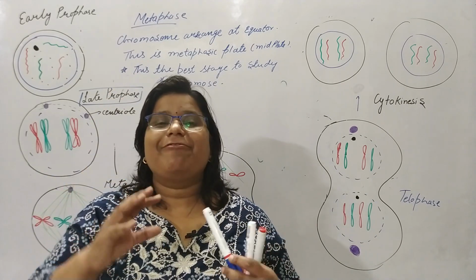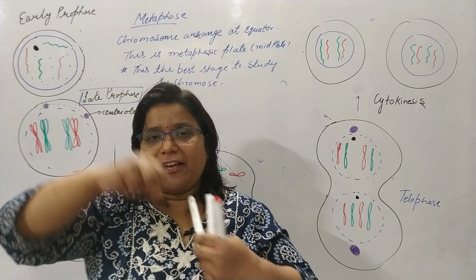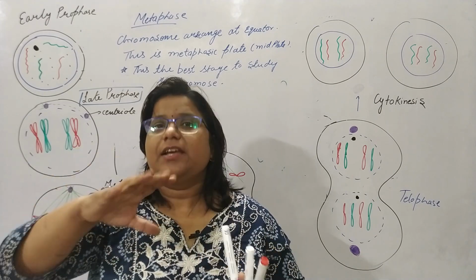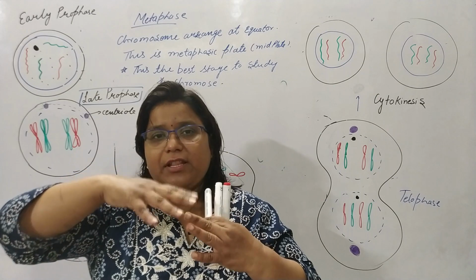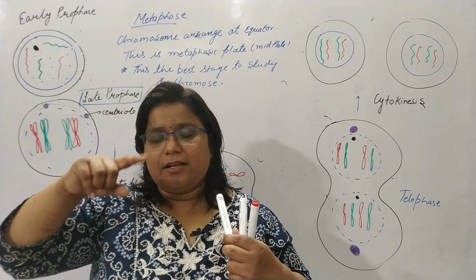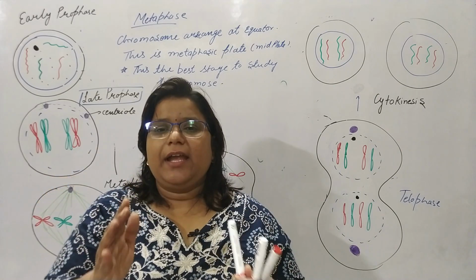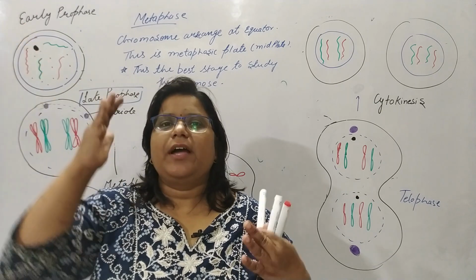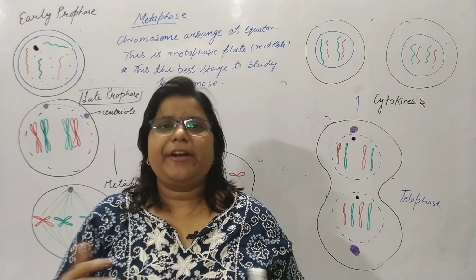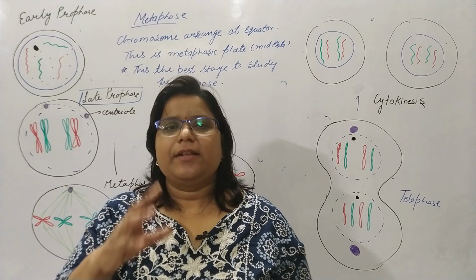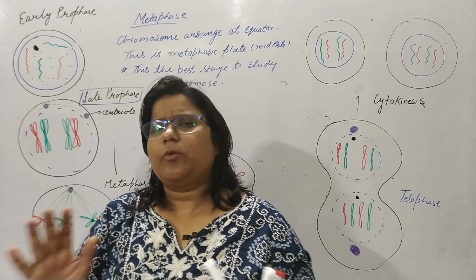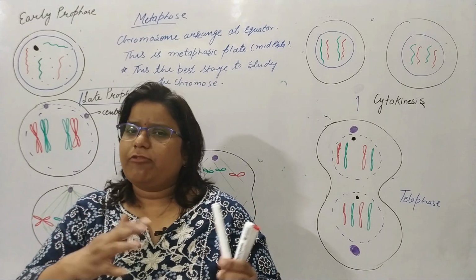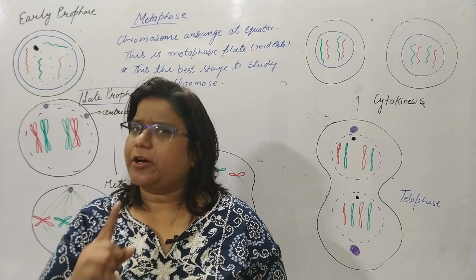So the spindle fibers continuously stretching the sister chromatid from this kinetochore, and the kinetochore split it out and the sister chromatid separate from each other. Okay, so here the centromere is split and the sister chromatid separate from each other. That's all for the anaphase. So this is the shortest stage.